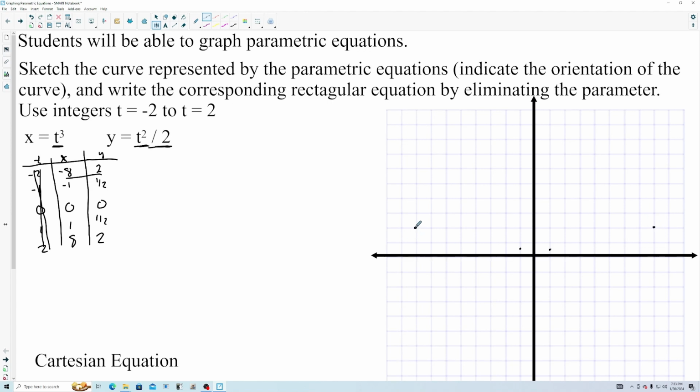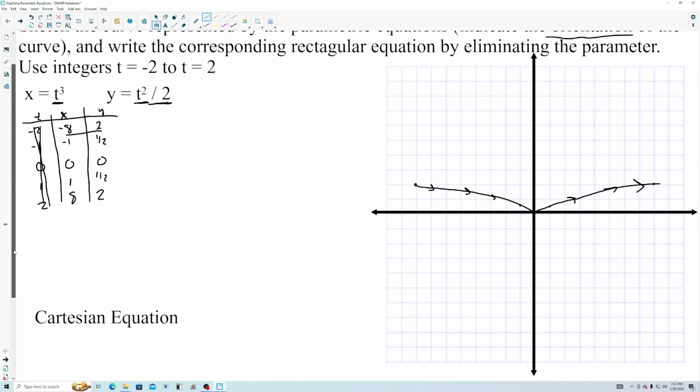Now, when we graph these, they have a beginning and an end. And if we were to graph all of the points, not only does it have a beginning and end, we also have a direction. So the direction is this way. And that's where we're doing the orientation of the curve. So we're graphing this way. We just make a few arrows along the curve to indicate which direction we went.